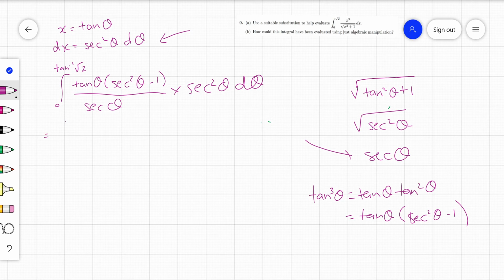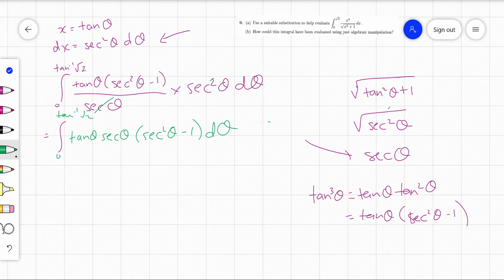So if we just simplify that, one of those will go. We're going to get tan theta times sec squared theta minus 1 d theta. Alright, and we've still got our limits up there.